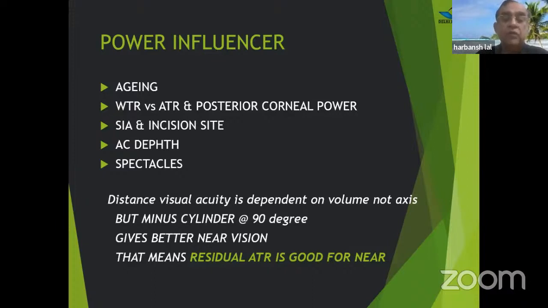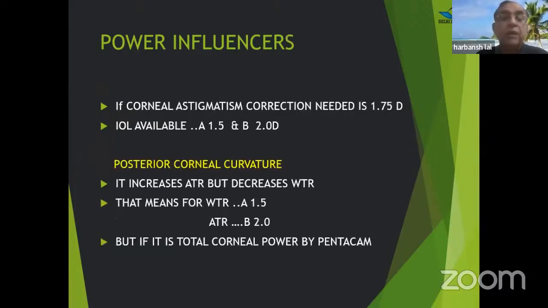Distance visual acuity is dependent on the spherical power more than the axis, but minus cylinder at 90 degrees gives better near vision. That means we are trying to overcorrect the ATR for the future, but at the same time we need to understand that residual against-the-rule astigmatism is good for near vision. That is probably the way of nature, that it increases the asphericity of the eye as you become old. It shifts to the against-the-rule axis so that when the specs are not there, people can still see for near. So this is another point to be kept in mind.